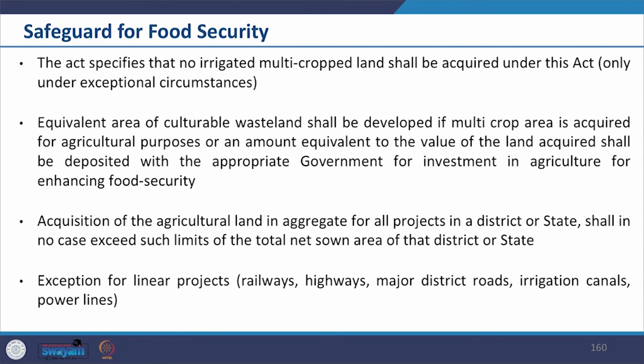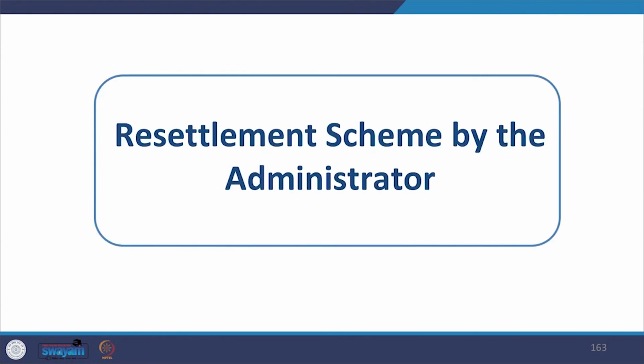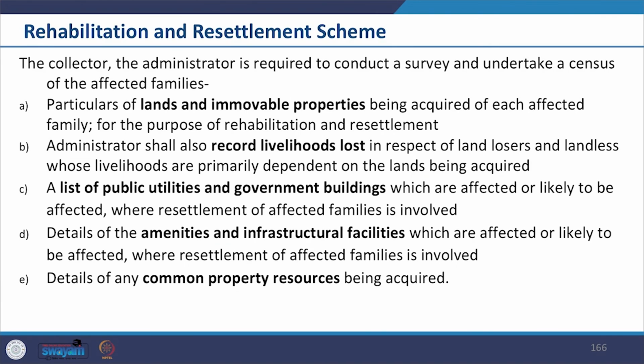Further, we see that the Act provides instructions on preparation of the rehabilitation and resettlement scheme by the administrator. The collector, the administrator, is required to conduct a survey and undertake a census of the affected families. It will record particulars of the land and immovable properties being acquired of each affected family for the purpose of rehabilitation and resettlement. The administrator shall also record livelihood lost.